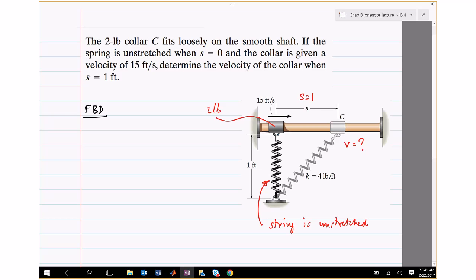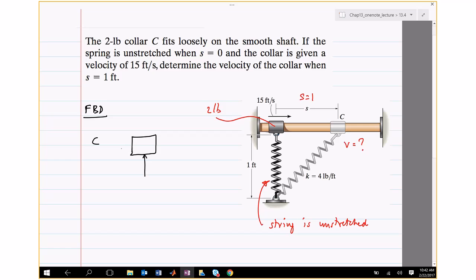Okay, I'm going to draw the FBD for the collar because clearly I want the acceleration of the collar in order to figure out the velocity. Okay, so this is C. What I've done is I've removed the collar from the shaft. The moment I remove the collar from the shaft, I need to replace the effect of the shaft with a force. Now this is a planar problem, so there can only be two forces: the force in the x and the y direction.